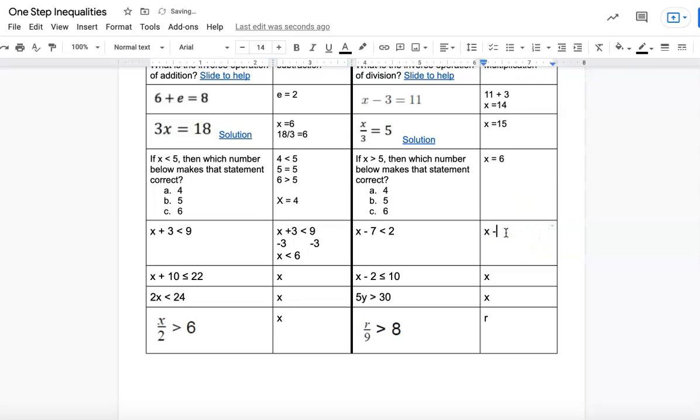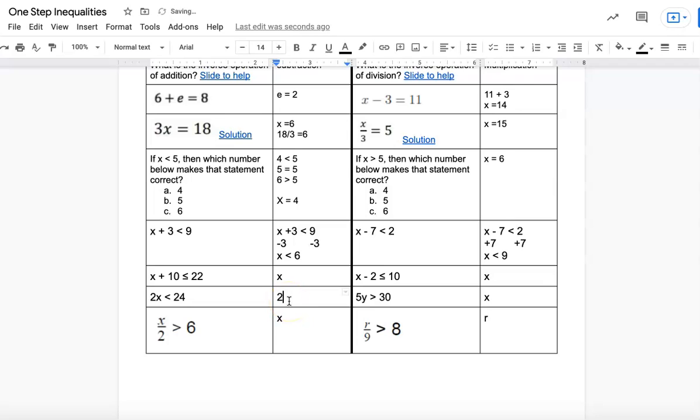So this is x minus 7 is less than 2. So to get rid of minus 7, we add 7 to both sides. We're left with x on this side. Keep the symbol the same. 2 plus 7 is 9. I'll let you do these two on your own. And this one we're going to subtract 10 from both sides. And this one we're going to add 2.